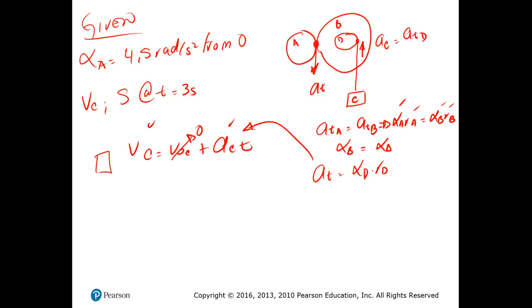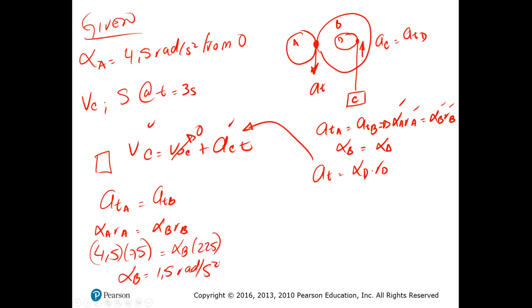So let's start giving numbers to this whole thing. Like I said, a_t at A equals a_t at B, therefore alpha A R_A equals alpha B R_B. Okay, so this is 4.5 multiplied by 75. You can put that in meters or millimeters. It doesn't matter because at the end they will cancel out. The result is in radians per second squared.